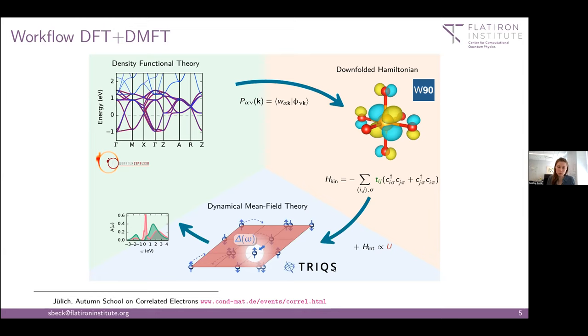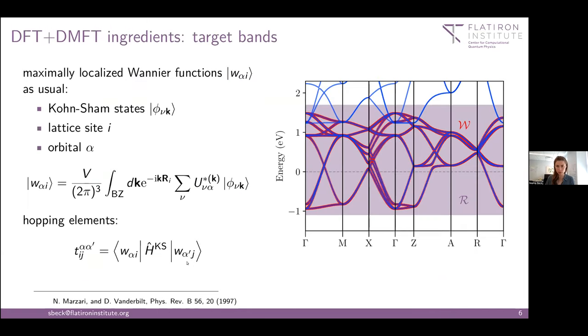And then we can do the DMFT calculations for which we use the tricks library that Antoine also introduced. And then we can do some post-processing like computing spectral properties. Okay, so I'll go a little bit more in detail. So I'm going to talk about the different ingredients that go into such a calculation. So first are the target bands.